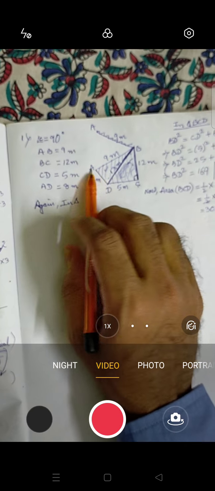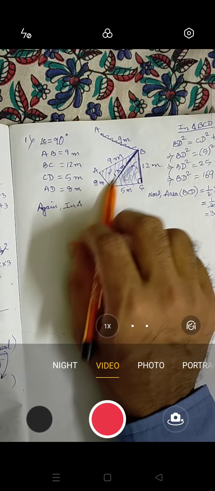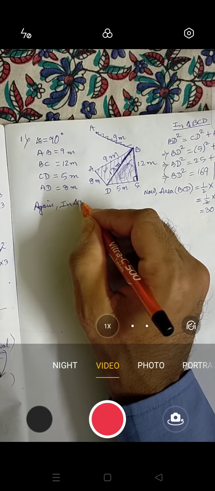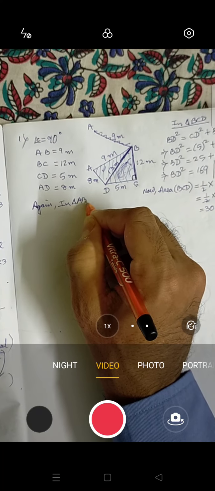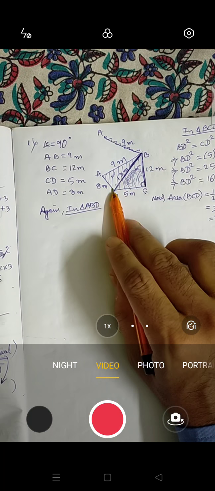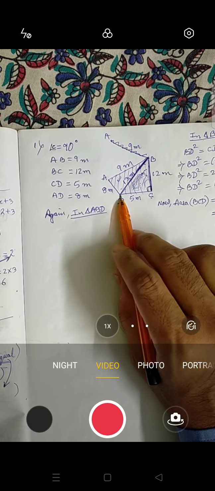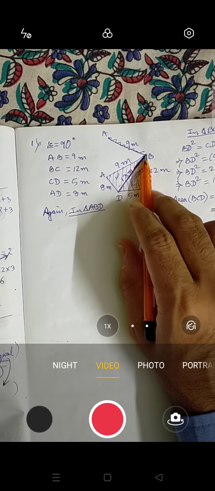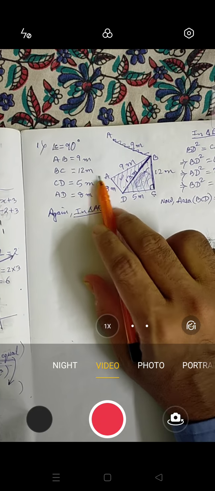What should we write as the name of this triangle? ABD. Okay, ABD. You can say BAD also. You can say DAB also. You can say DBA. You can say BDA. Your choice how you want to name. It's up to you. You have a freedom.